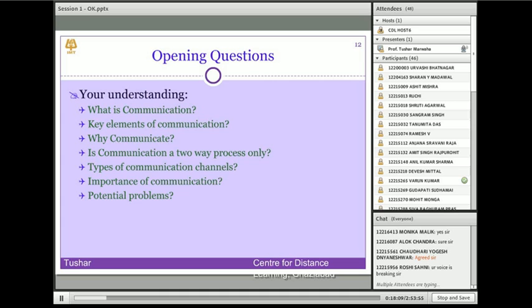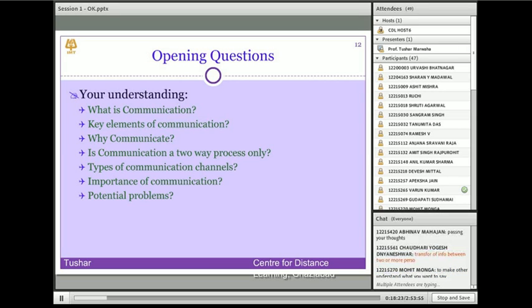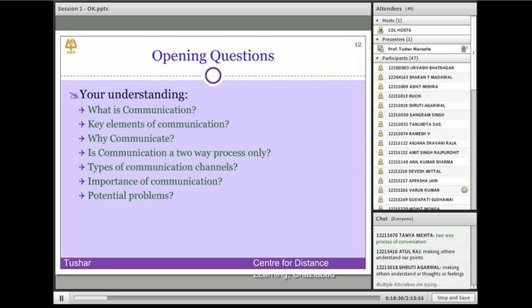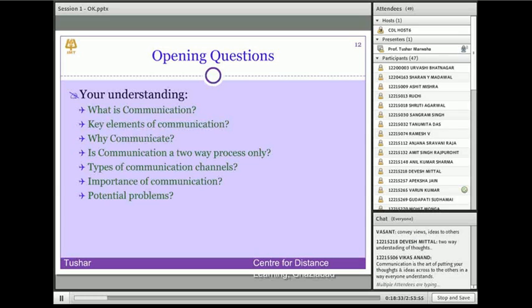What is communication? That is my question. What is communication? Way of sharing thoughts. Okay. What else? Exchange of ideas and thoughts. Mode of exchange of thoughts and ideas. Transfer of info. Make people understand. Exchanging idea. Two-way process of communication. Make others understand your thoughts. Art of putting your ideas across, interaction, exchange.